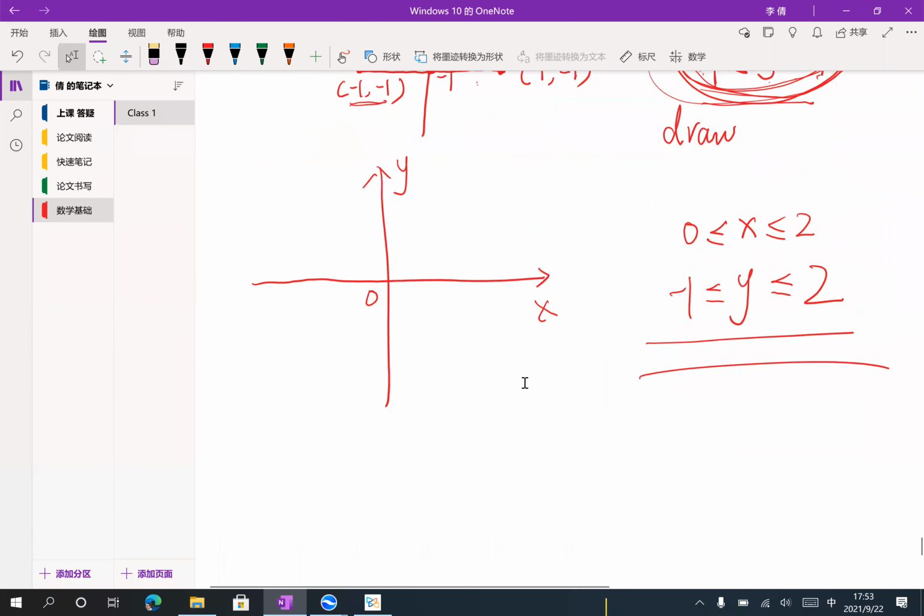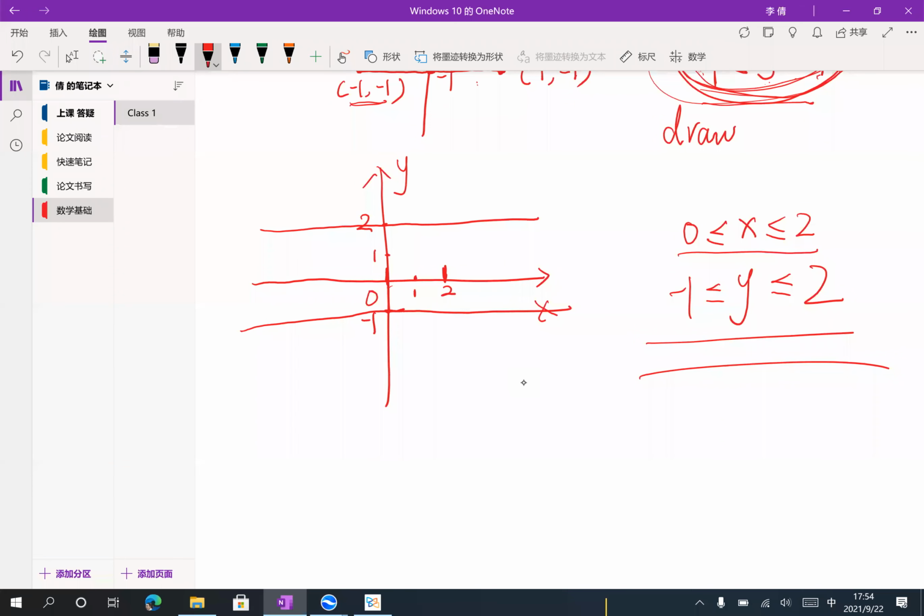And x is larger than or equal to 0 and smaller than or equal to 2. So this is 0, and this is 1, and this is 2. So x must be between 0 and 2, right? And y is larger than or equal to -1 and smaller than or equal to 2. So this is -1, and this is 2. So y must be between -1 and 2.